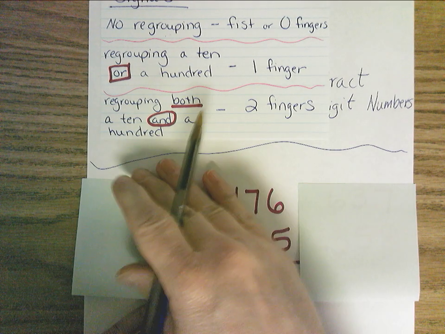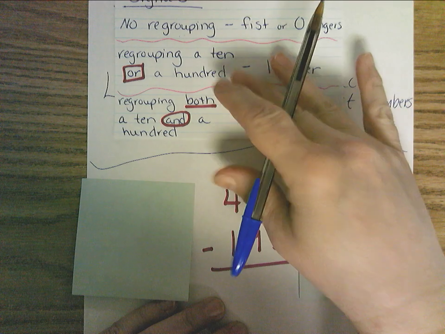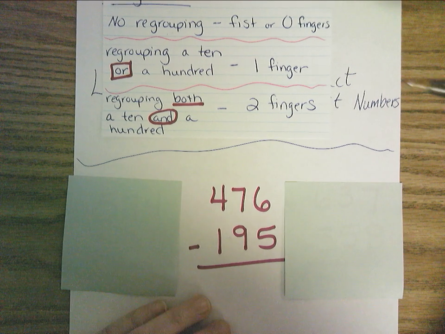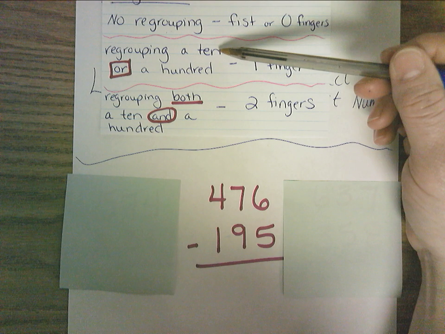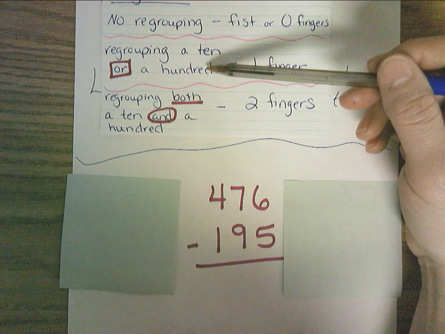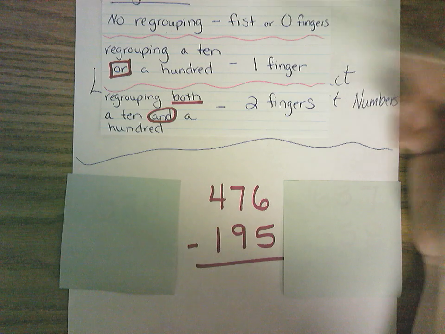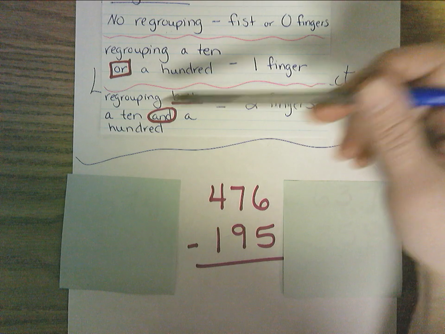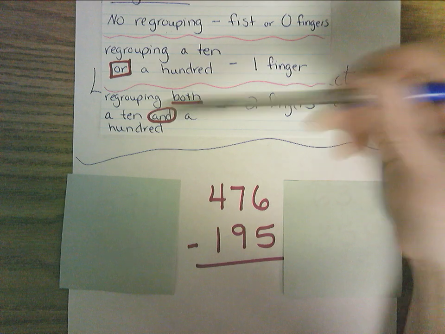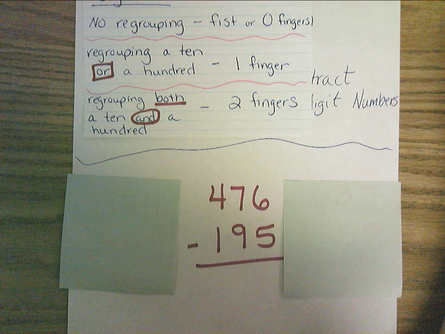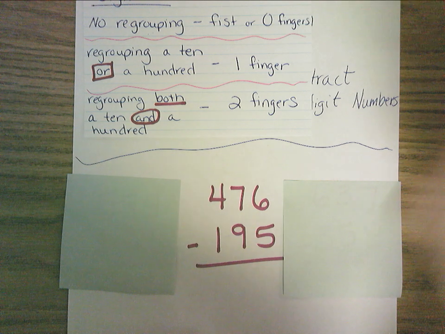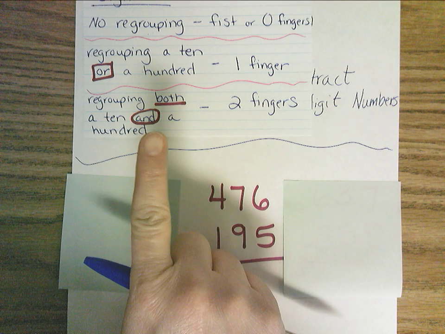Look at this next problem. Same thing. You're going to look at this and tell me, is there 0 regrouping? Is there a regrouping in the 10? Or is there a regrouping of 100? Or is there both a regrouping of a 10 and a 100? That's right. It would be just the 1.